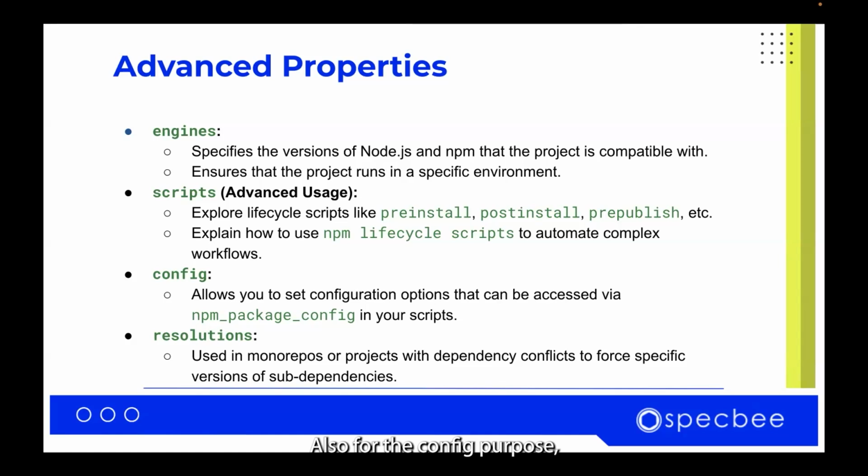For the config purpose, in the Node.js projects, we can also push the configuration, like we do in the Drupal project. So it allows the configuration options that can be accessible via npm package config in your scripts. So by using this npm package, we can push our configuration towards our Node.js projects.